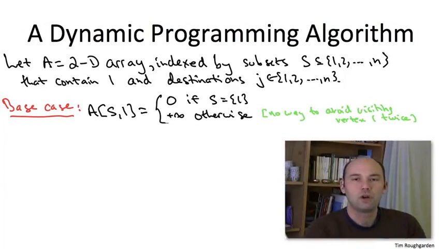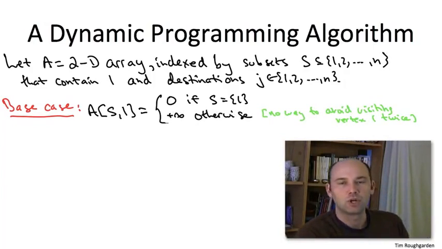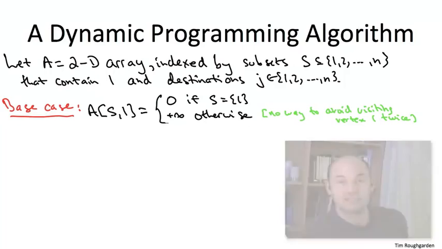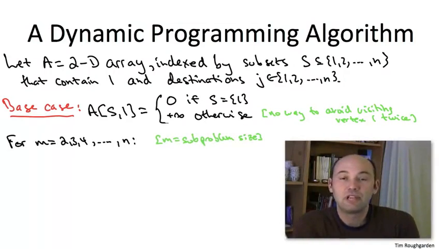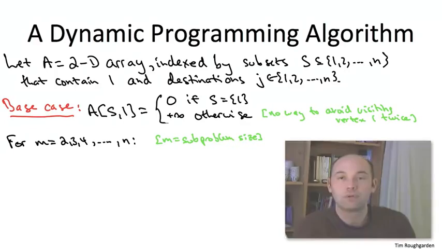Now, as usual, we solve all the subproblems systematically using the recurrence. We want to make sure that all the smaller subproblems are solved before the bigger ones. So in our outer for loop, we iterate over the measure of subproblem size, which remember is the cardinality of the set S. Amongst subproblems of the same size, we don't care what order we solve them. So we just iterate through the sets S of cardinality m in arbitrary order.